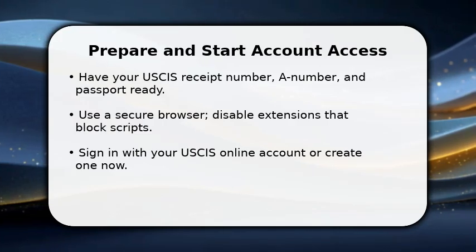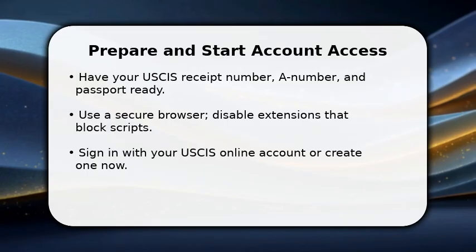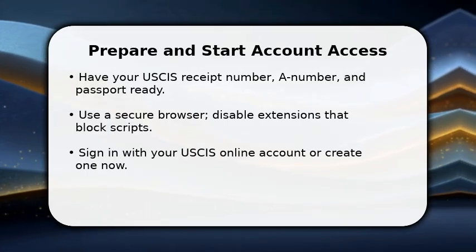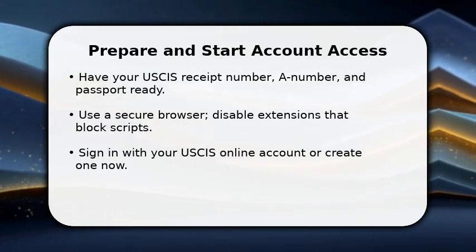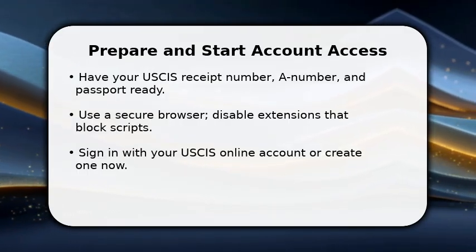Enjoy the video. You begin by gathering identifiers: receipt number, alien registration number, and the passport that matches your filing. Open a secure browser window and sign into your USCIS online account. Create one if you don't have it.